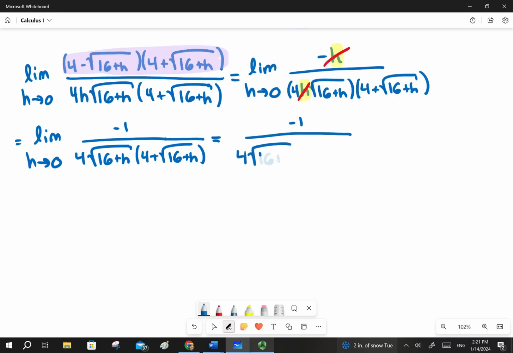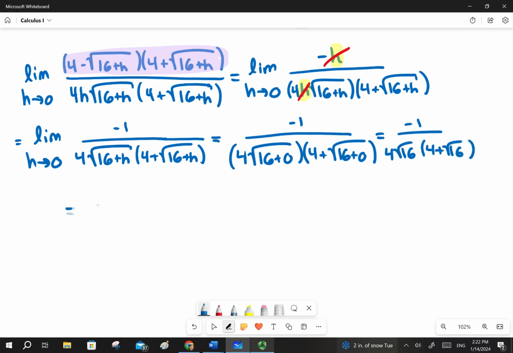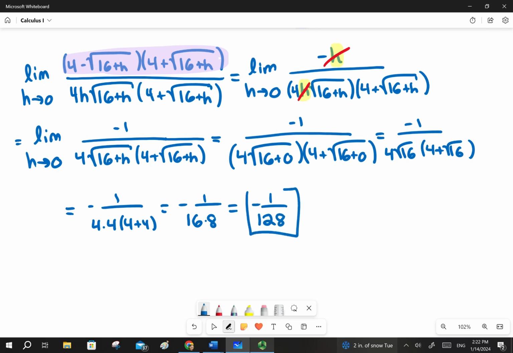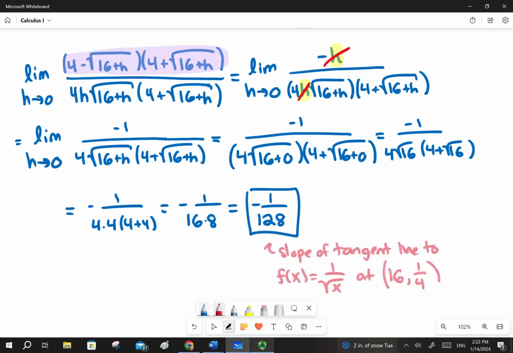If we let h equal 0 now, we get that this limit is equal to negative 1 over 4 times the square root of 16 plus 0 times 4 plus the square root of 16 plus 0, which is negative 1 over 4 times the square root of 16 times 4 plus the square root of 16, or negative 1 over 4 times 4 times 4 plus 4, so negative 1 over 16 times 8, which simplifies to negative 1 over 128.